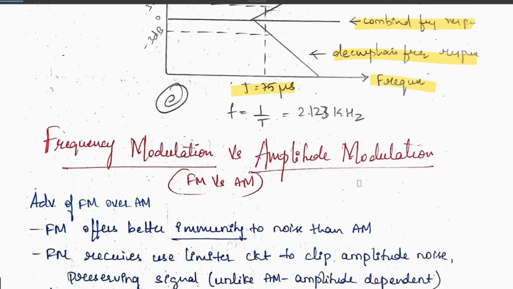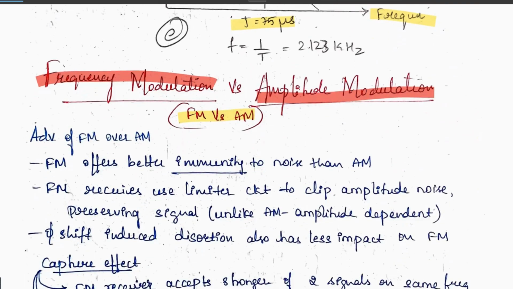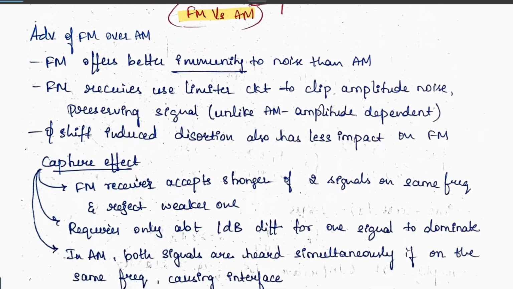Next is the next important question: frequency modulation versus amplitude modulation. Here, FM versus AM. These are the advantages of FM over AM. First, it has better immunity to noise than AM. Second, FM receivers use a limiter circuit to clip the amplitude noise, preserving the signal, unlike AM.